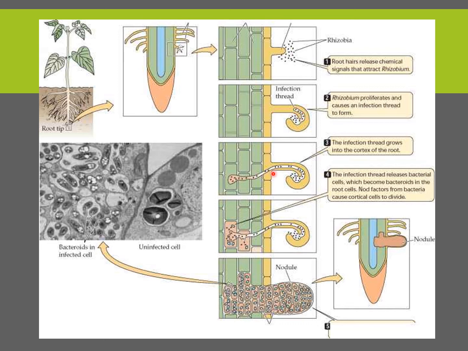Once the infection thread reaches the cortex, the cortical cells are stimulated to multiply rapidly, and that leads to the formation of an enlarged structure called the nodule. Within every cell of the nodule, there will be rhizobia which are bound by a membrane. This is called a symbiosome. This is where the nitrogen fixation takes place. So this was about the mechanism of nitrogen fixation in rhizobia.